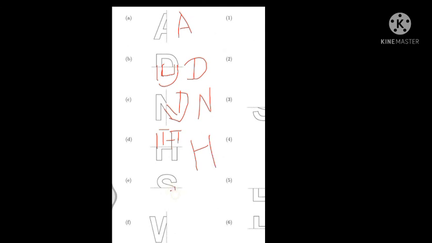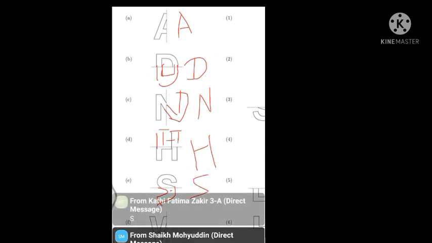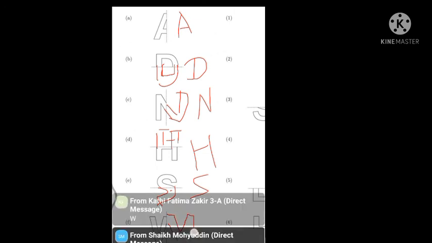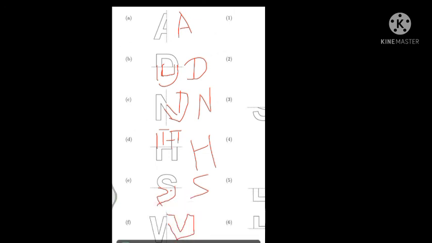Then if we complete this, it will look like this. So this one is your S. Okay? And the last one, be careful. We have to draw it so that you get the letter like this. So which letter is this? W. Which letter will it be, students? W, right? So is it clear?